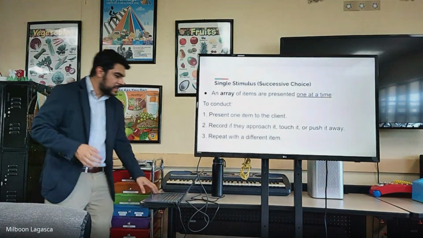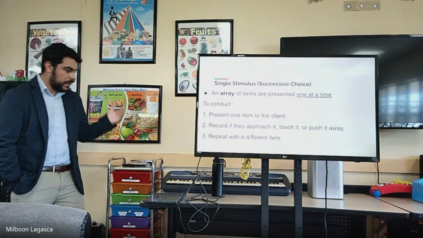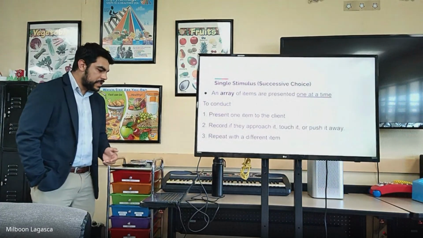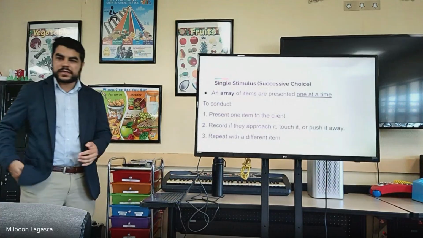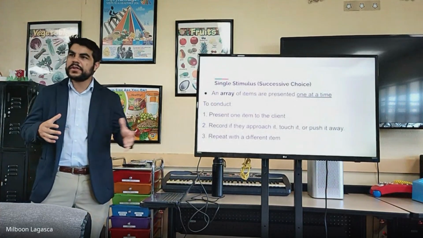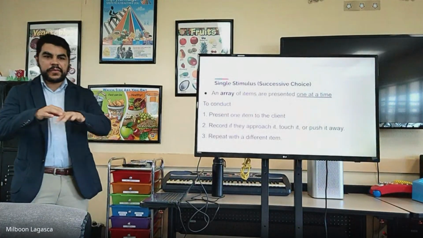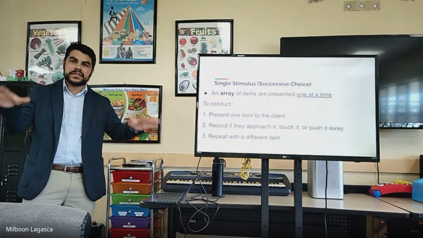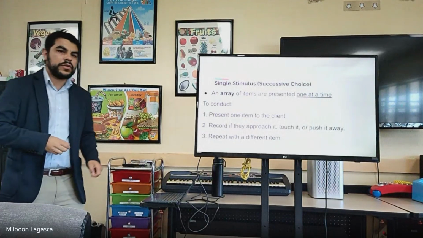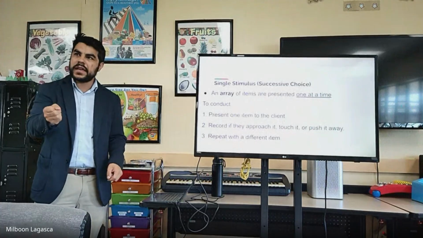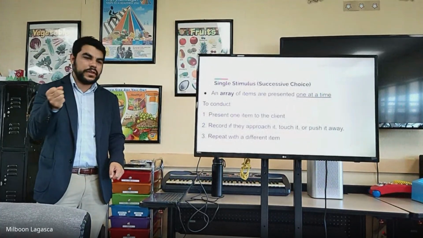In contrast, we have single stimulus, or this is just successive choice. So this is where, like free operant, you have a range of different items, except instead of giving them free reign and free access and just seeing how long they'll interact with them, you then instead hand it to them and give it for a set amount of time.